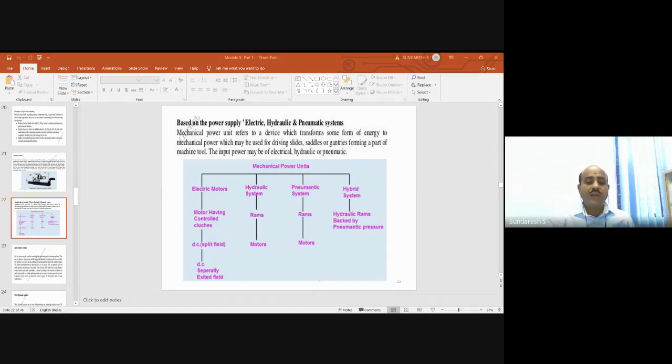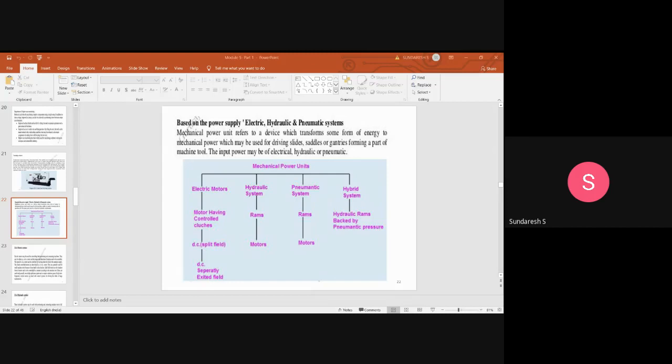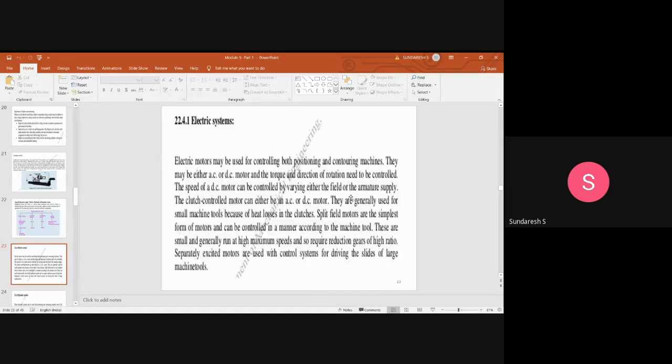Under that we have so many things. Under electric motors we can have motors with controlled clutches, DC split field, and DC separately excited. The hydraulic system has rams and motors. Pneumatic systems again have rams and motors. And in hybrid systems, we have hydraulic rams backed by a pneumatic pressure. So these are just the different elements of the different mechanical power units. Let us discuss one by one now.